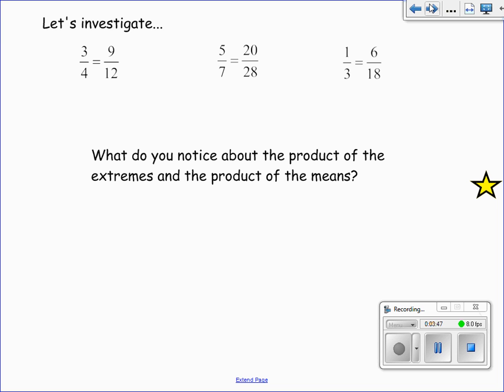All right. First of all, let's use our vocabulary. Which numbers in this example are the means of the proportion? Which numbers? Caitlin? 4 and 9. Yes, so let's label them. That's how we kind of build that into our brain. The 4 and the 9 are the means.